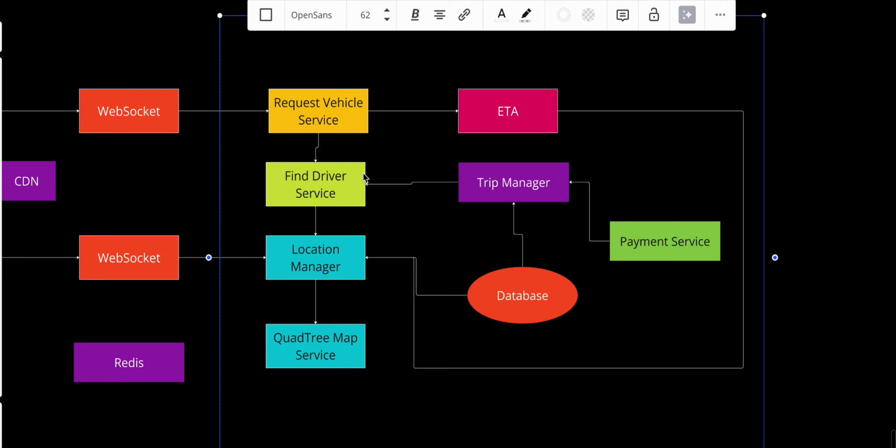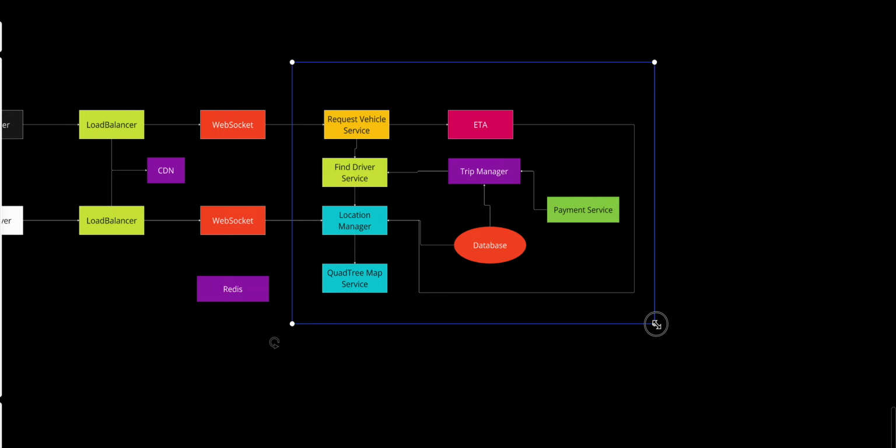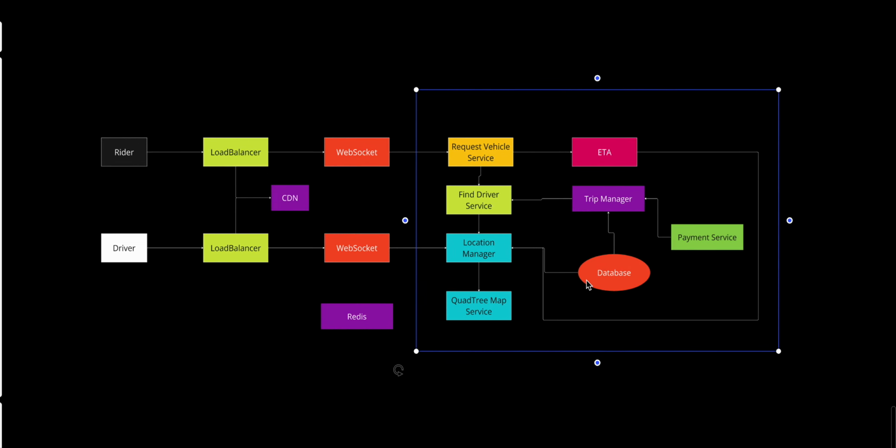Okay, so the database stores all critical information required for Uber's operation. It has user data, which stores rider and driver profiles. Trip data stores details of completed and ongoing trips. Payment data manages transactions, history, and financial records. So let's make this smaller. I guess this is the full system of Uber.